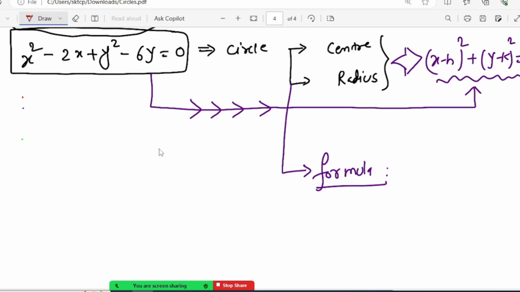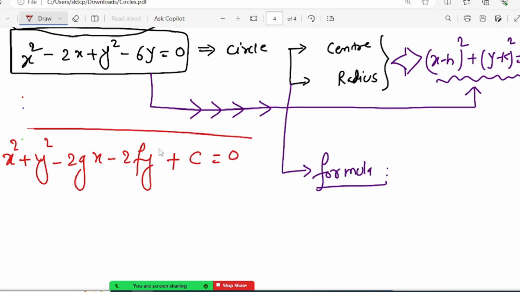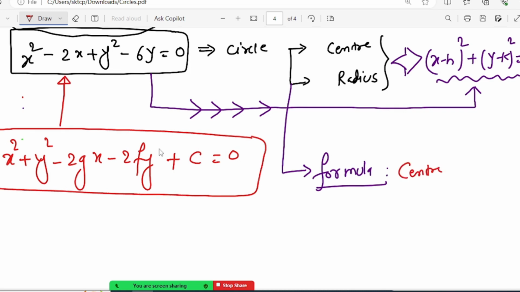So the answer is, the equation was x square plus y square minus 2gx minus 2fy plus c should be equals to 0. This is the general form. You can see x square. So this formula is the expansion. Yes, this is the general form of expansion.